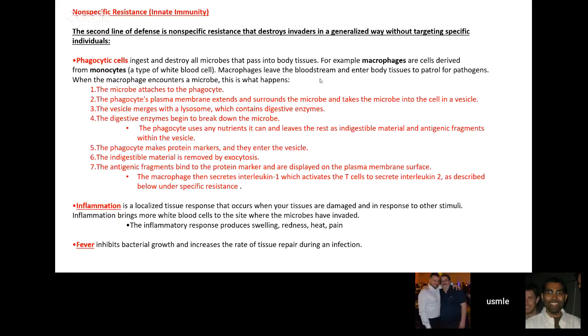Then you have the non-specific resistance, which is the innate. These are the secondary line of defense. So you have anything that is phagocyte cells, inflammation. Remember, anything gives you inflammation, acute or chronic, and then fever is a kind of defense because with fever you're going to inhibit bacterial growth, and you increase the rate of tissue repair during an infection. This is why it's not always good to decrease the fever, but you need to keep it under control. So you need a mechanism of phagocyte cells, and you need to know what are phagocyte cells. Remember macrophages. So what are the phagocyte cells? Give me the name.